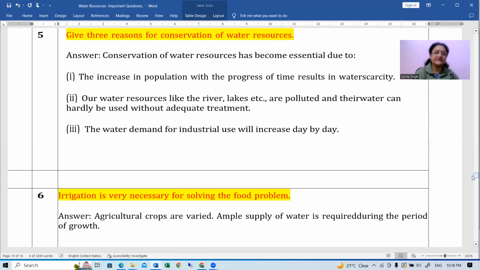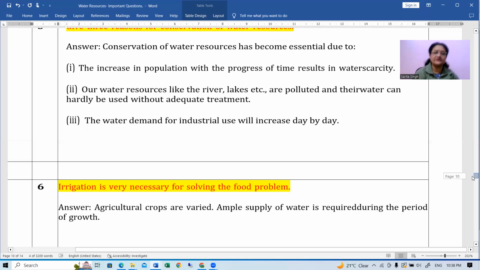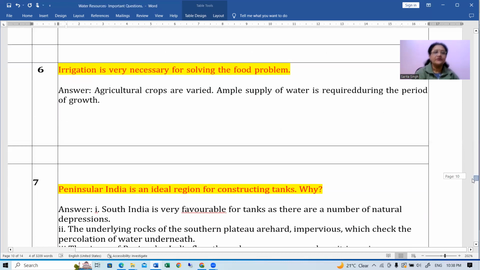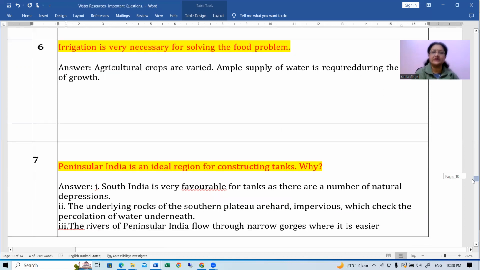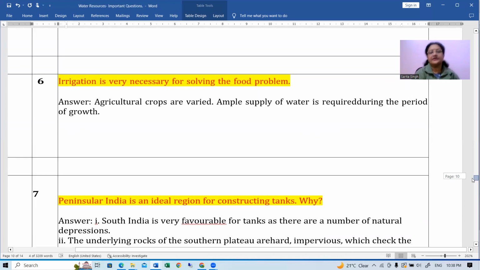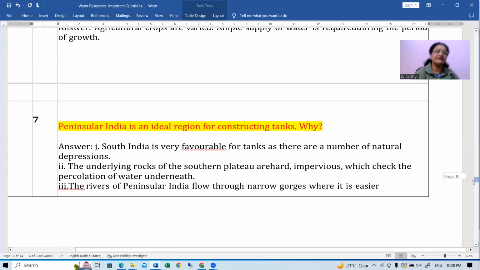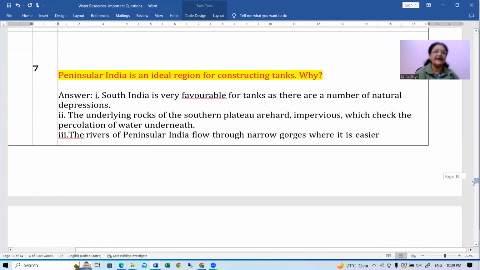Okay. Then next is irrigation is very necessary for solving the food problem. Agricultural crops are varied. Okay. Ample supply of water is required during the period of growth. So naturally, it is going to solve the food problem. Next, peninsular India is an ideal region for constructing tanks.